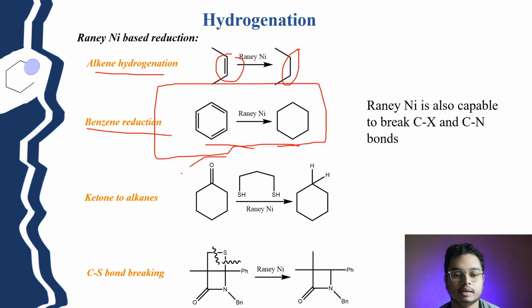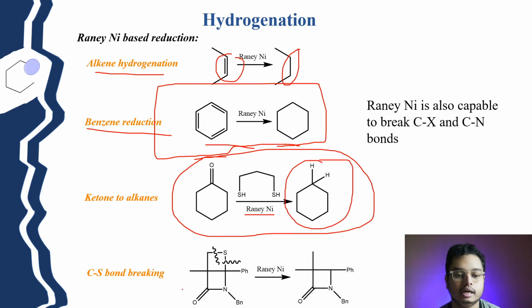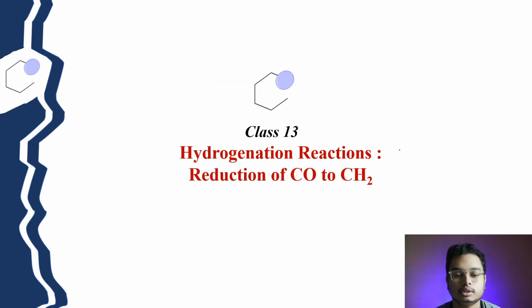This is nothing but the Mozingo reaction, where from the ketone a thioketal is first generated, and after that, with Raney nickel treatment, the carbon-sulfur bond is broken to form this type of compound. Raney nickel is also capable of breaking the C-halogen bond and C-N bonds. So it is a very strong reducing agent, we can say. With this, we end this lecture. So thank you for listening.